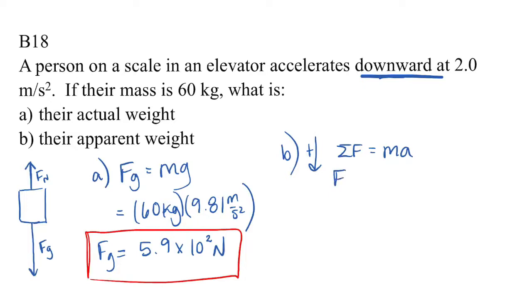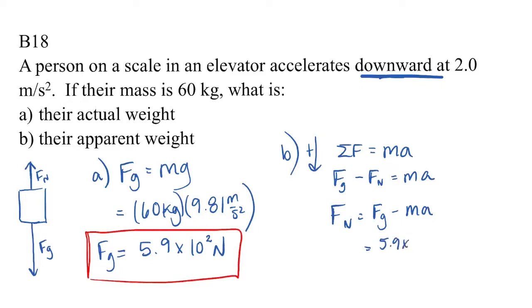The sum of the forces here: my Fg is the positive one, so I'm going to write that one first, and then I'm going to subtract my normal force, because that's the one in the negative direction. Then I want to find apparent weight. Remember, apparent weight is the normal force. So I'm going to rearrange this to solve for the normal force, and I get that Fg, we should subtract ma from that. And that's how we get the normal force.